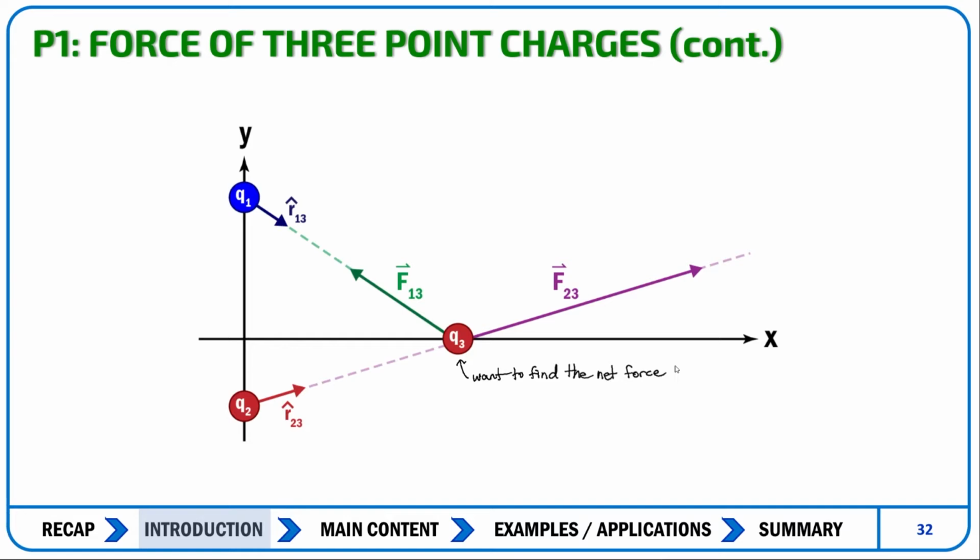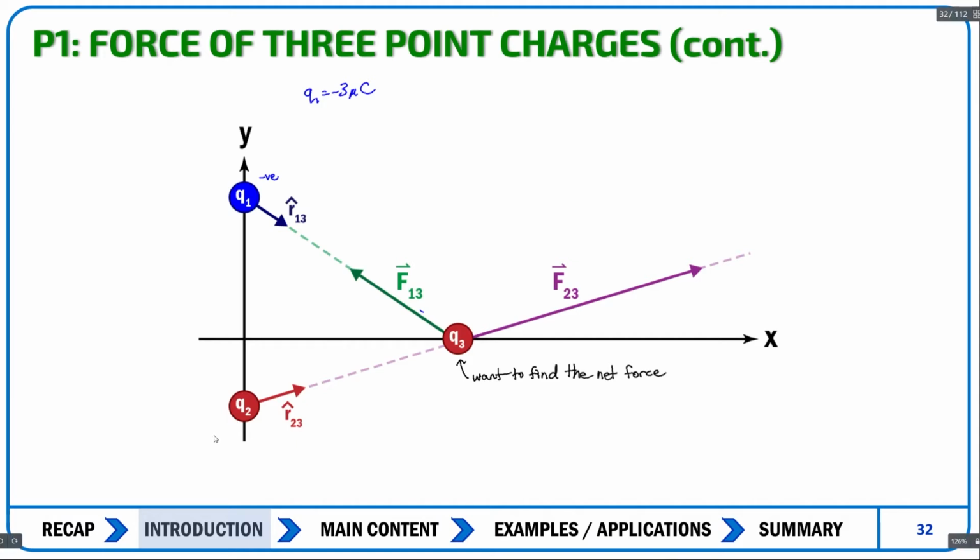So I want to take a look at Q1 acting on Q3 first. The fact that Q1 is acting on Q3 means that my position vector must go from Q1 to Q3. However, because it is a negative charge, where Q1 is equal to, just don't forget, -3 microcoulombs, we now have the force of 1 on 3 being an attractive force going towards Q1.